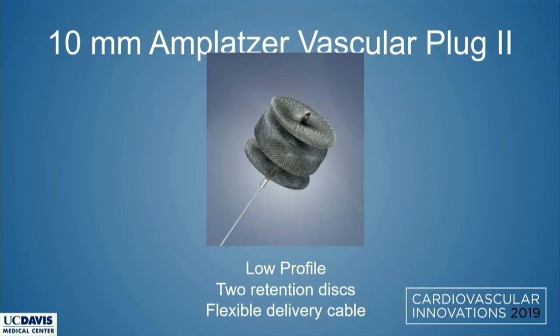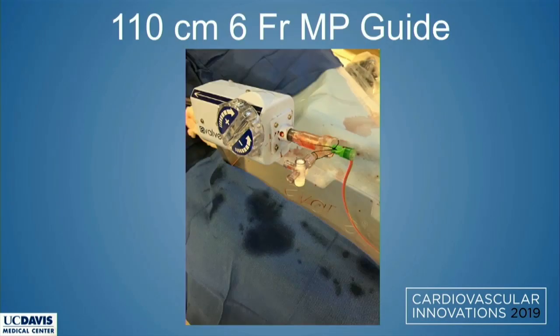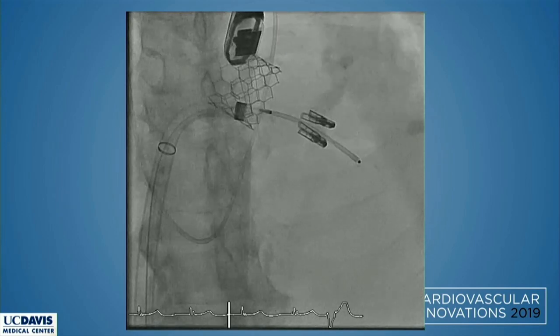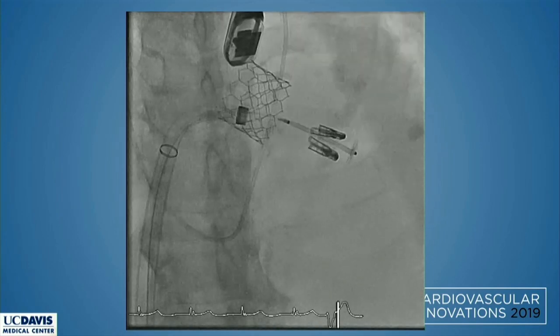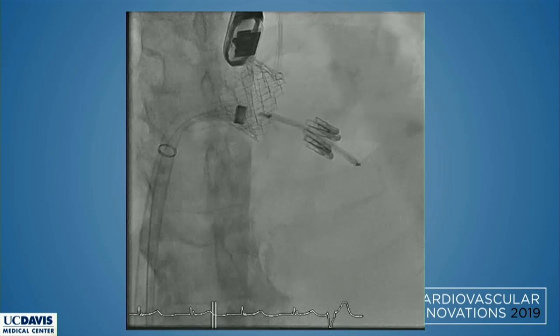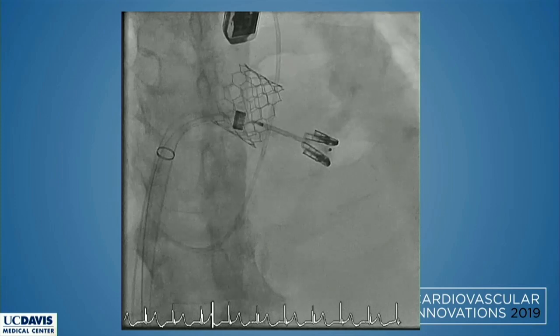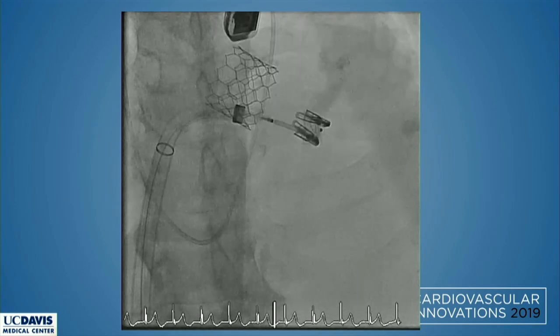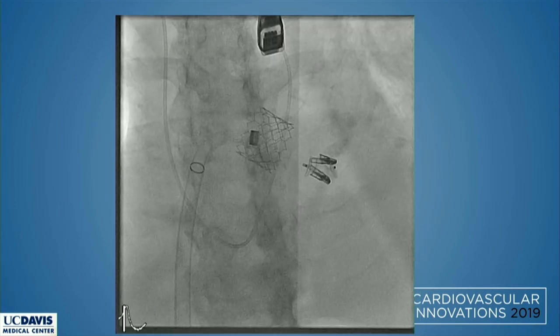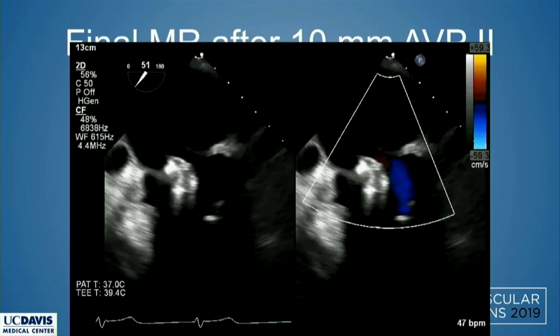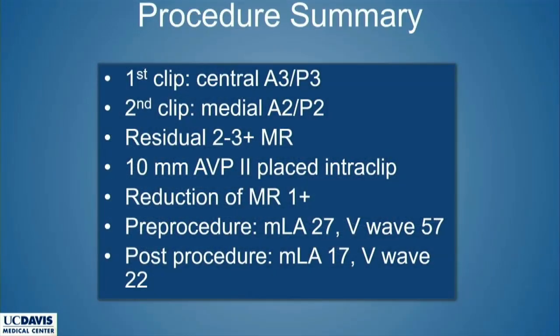I like the AVPs because it has a larger waist, and so it really occupies a space in between the two clips. We don't take the guide out. We just insert a 6 French sheath right at the end of the guide, and through that you can take a very long 110 cm 6 French MPA guide. Generally, you snake a glide wire in between the clips, then you advance your guide across, you unsheath the distal retention disc, and you pull back and deploy such that that middle waist sits right in between the two clips, and then you deploy the more proximal disc. And with that, patients have, especially with these small intraclip MR jets, pretty reasonable results.